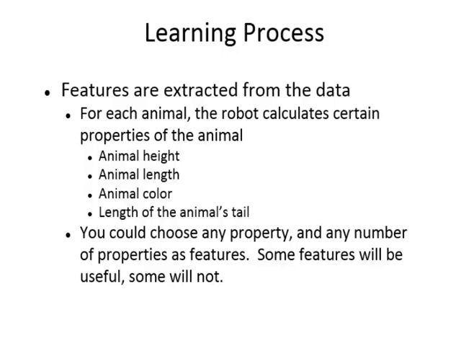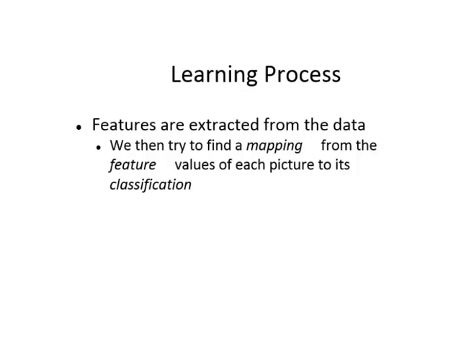And you can also use any number of properties as features. However, some features that you choose will be useful for telling the difference between objects, and some will not. The ideal number of features to choose is the smallest number of features that allows the robot to distinguish between the objects. After features are extracted, we start the learning process.